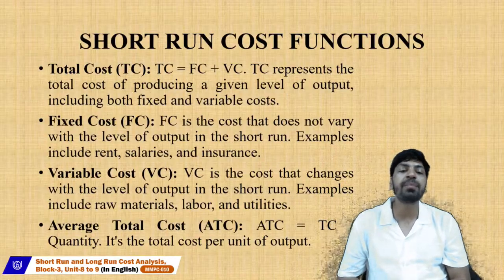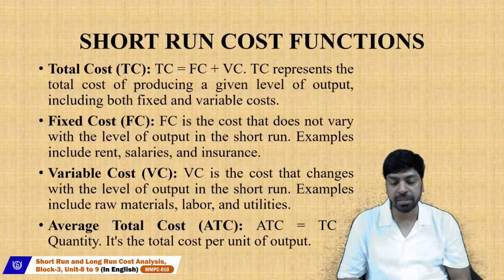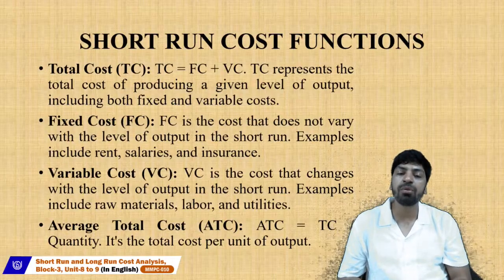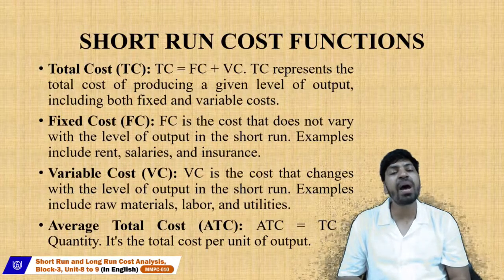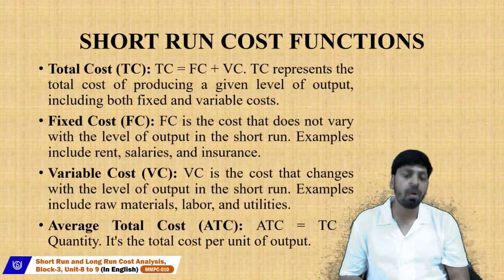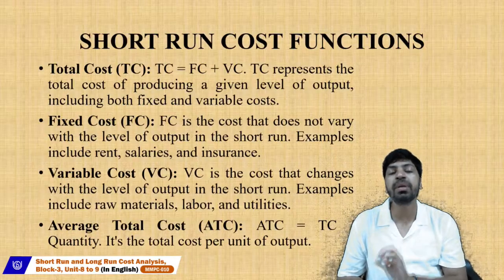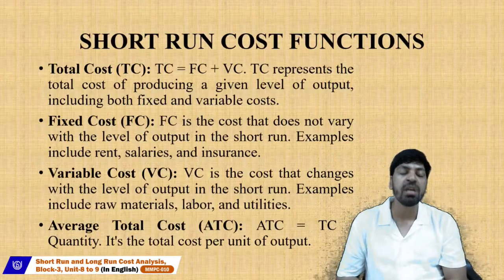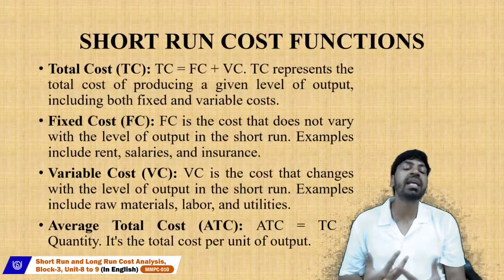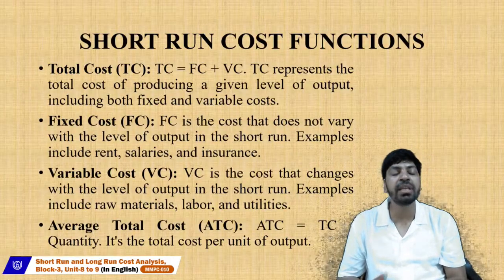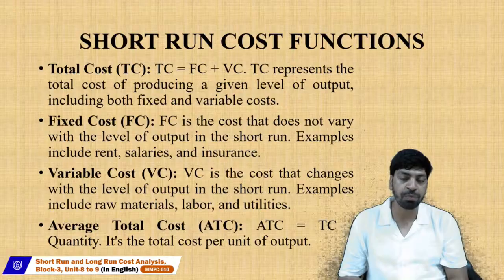Now the next concept is average total cost. The formula to calculate the average total cost is the total cost divided by the quantity of output. That means it refers to total cost per unit of output, because when we calculate the average of any cost, it refers to a per unit of output.